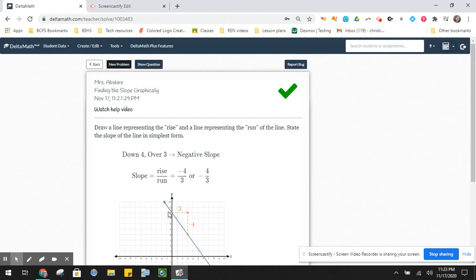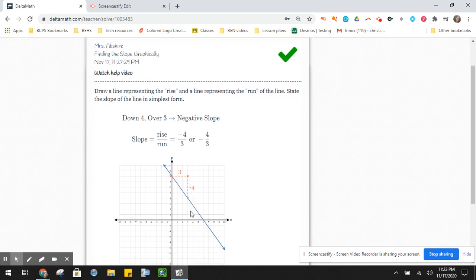Once again, you notice they drew their line in a different place, but they still have this line going down. So they also have for the rise that it's -4 and the run is 3. And so it's time for you to practice.